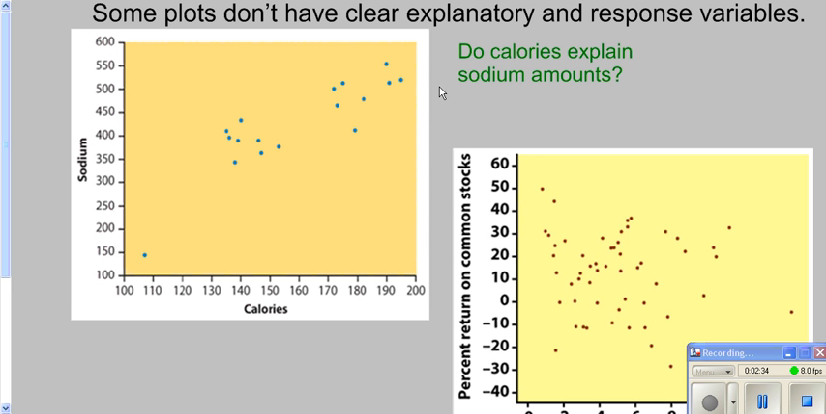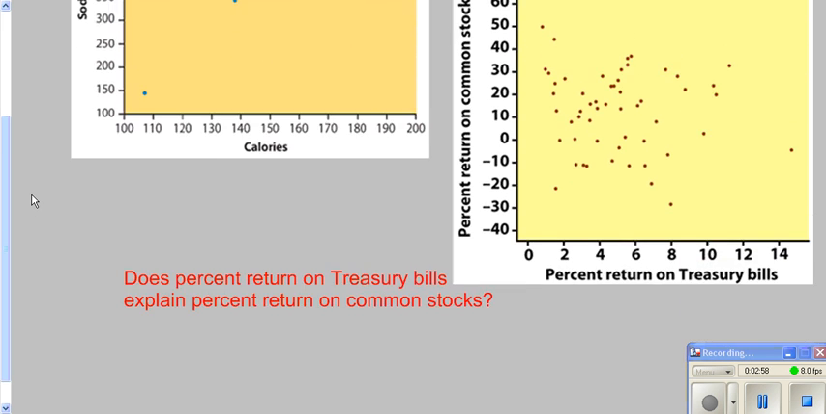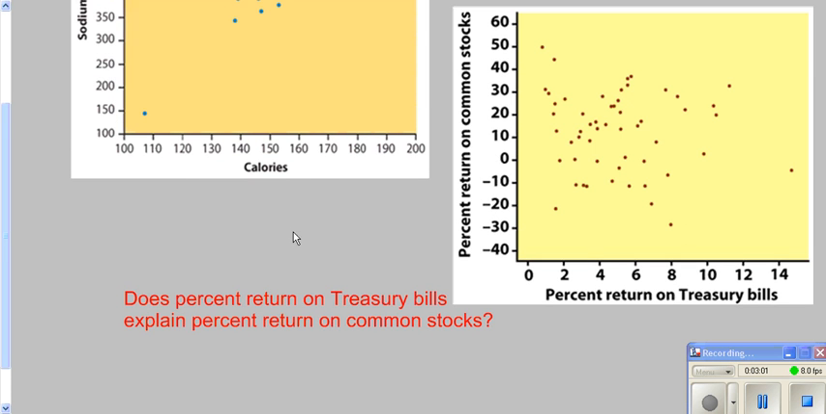Now, not all graphs have a clear response and explanatory variable. Here we're looking at the relationship between calories and sodium. Definitely it looks like there's an upward trend here. So you might think, well, does more calories explain higher sodium? Or is it really higher sodium that explains higher calories? It's really neither. So not all situations have a clear response and explanatory variable.